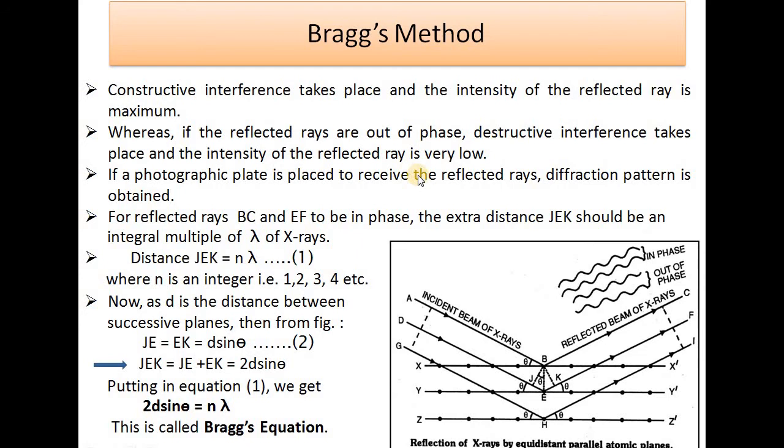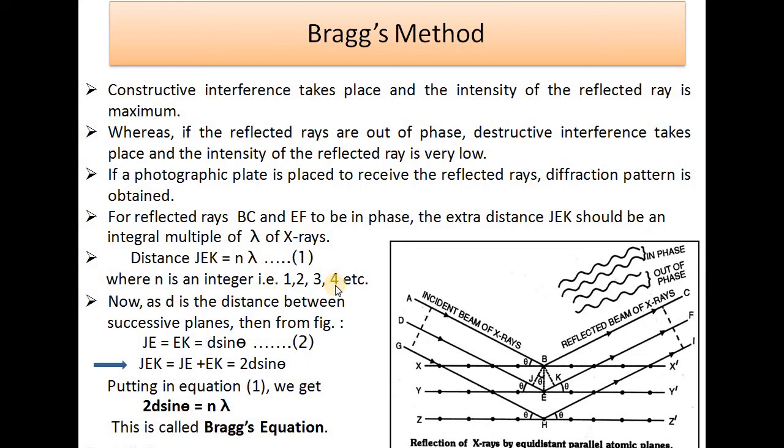So what we are saying here is that these rays are incident on the crystal and the reflected rays undergo interference with each other. If this interference is in phase, the intensity of the reflected ray will be maximum. If the interference is destructive, out of phase, then the reflected ray will be of very low intensity. So if a photographic plate is placed to receive these reflected rays, we will see a diffraction pattern in which there will be maxima and minima, maxima corresponding to constructive interference and minima corresponding to destructive interference.